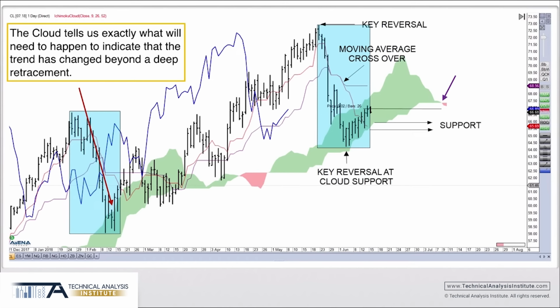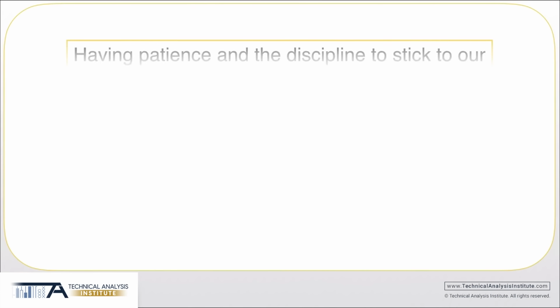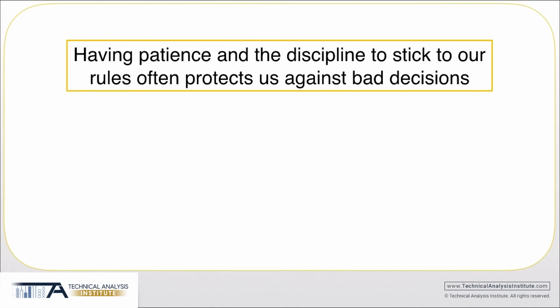But from my perspective, it is important to have patience and wait for the confirmation signals. For example, had we turned bearish during the first deep correction shown in the blue rectangle, because the cloud had already turned red, we would have had a bad surprise. But notice that while the cloud had turned red in April, the lagging line, 26 bars behind, was still above the cloud, and there was not a single bar below the cloud. So having patience and the discipline to stick to our rules often protects us against bad decisions.